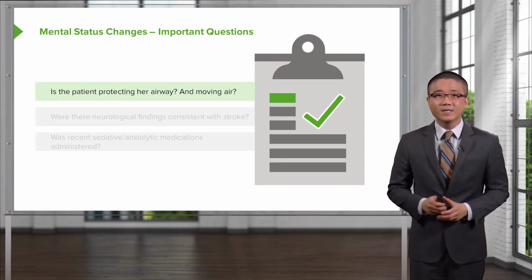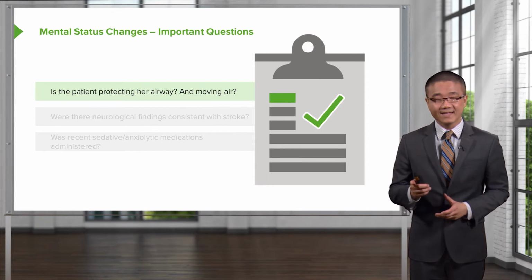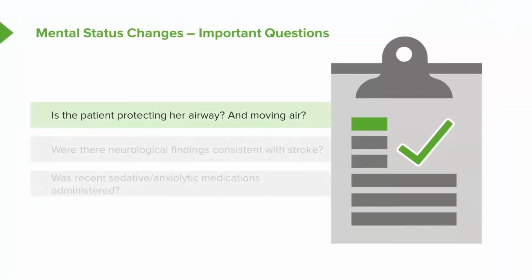First, is the patient protecting her airway? And remember from our trauma lectures that an intact airway or a conduit doesn't necessarily mean that the patient is actually moving air. That's the B of breathing. Remember, if the patient has an inability to protect airway or is not moving air, early intubation is recommended.